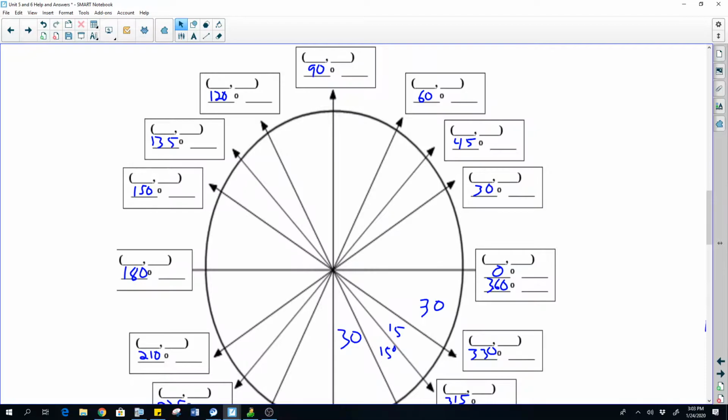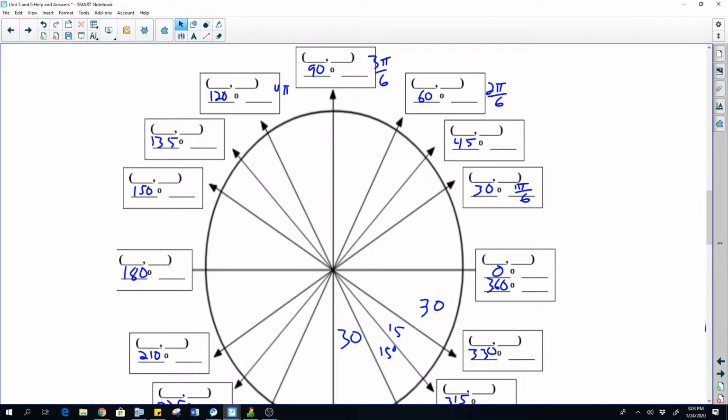Next is doing radians, and radians also follow the pattern. The equivalent of 30 degrees is 1 pi over 6, or pi over 6. That's what we're going to count by: pi's over 6, okay? So that's 1 pi over 6. This one is 2 pi over 6. This one is 3 pi over 6. We're going to reduce it later.